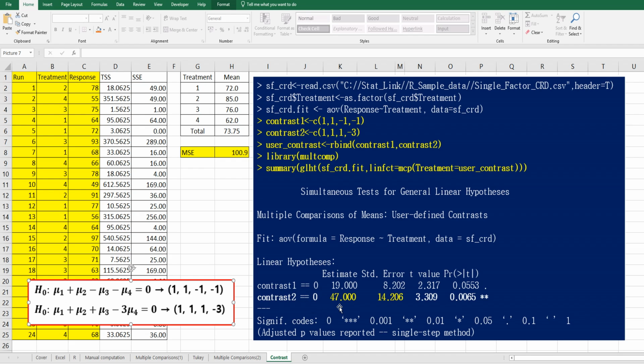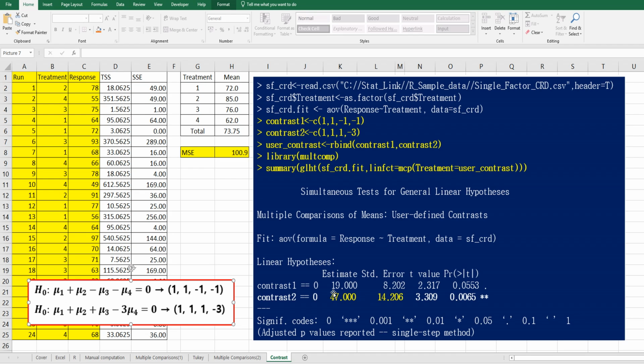So the estimate is 47 and standard error is 14.206. So the p-value, this is adjusted p-value. So this is lower than 5%. So we can say that we can reject null hypothesis. So mu1 plus mu2 plus mu3 is not equal to 3 times mu4, right? This is how we can interpret this result.